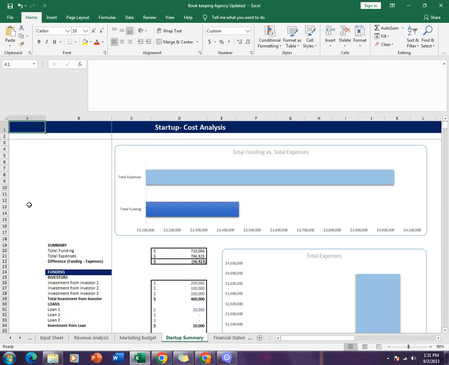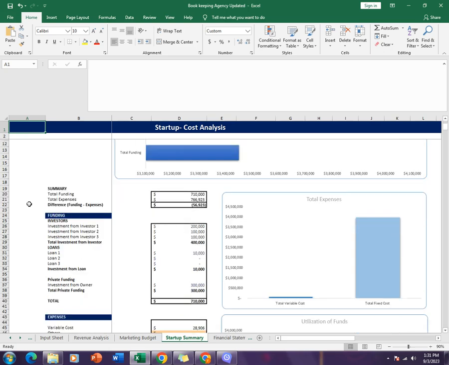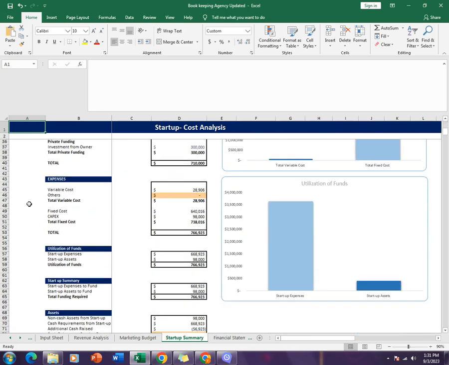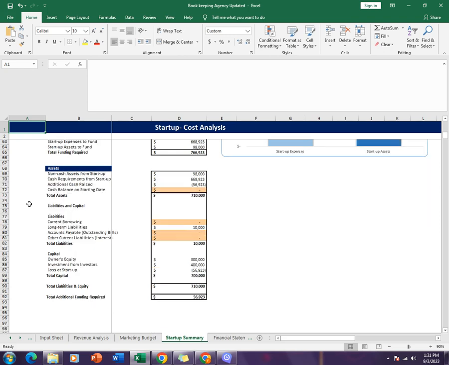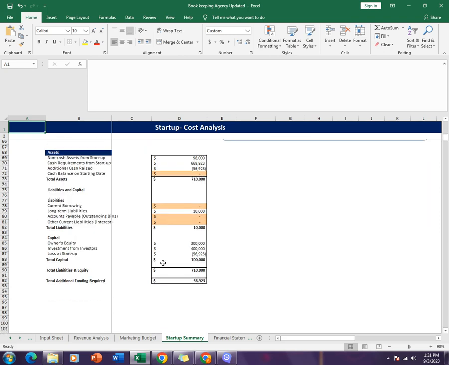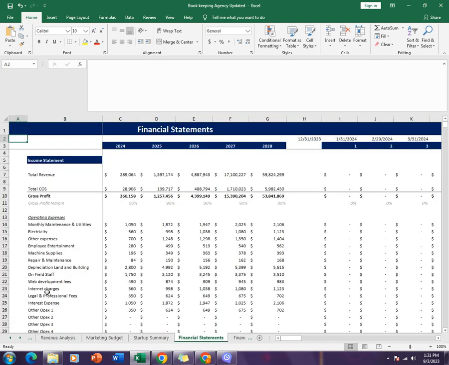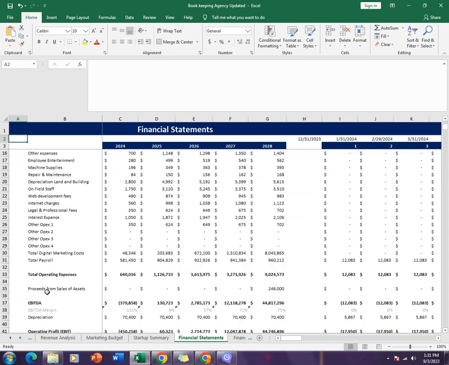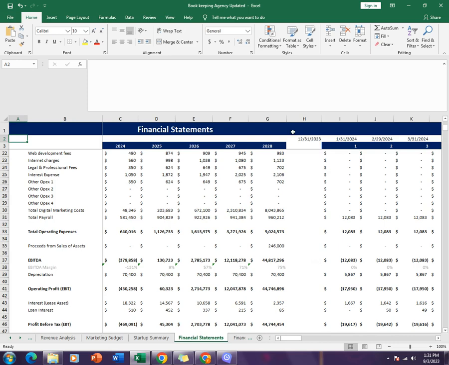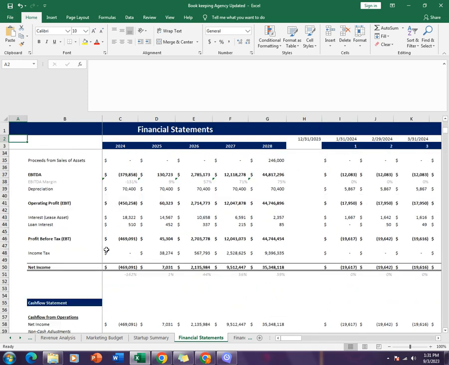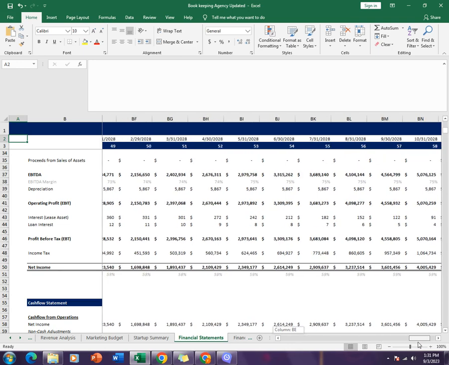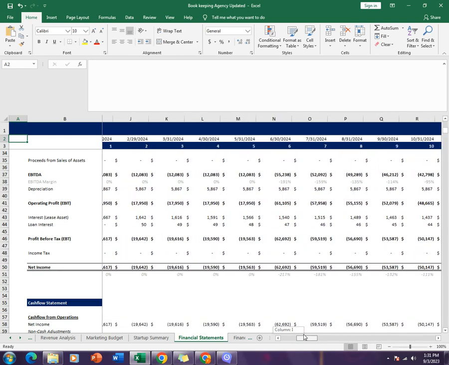Then comes the startup summary. The startup summary tells you about the total fundings and total expenses for the first year of the company, as well as the assets and liabilities and capital of the company for the first year, also the additional funding that will be required in the first year. Then comes the financial statements, which include the income statement, which gives you the net income generated by the company in the 5 years, on a yearly and monthly basis. As you can see over here, these are all on a monthly basis going towards 60 months, that is 5 years.